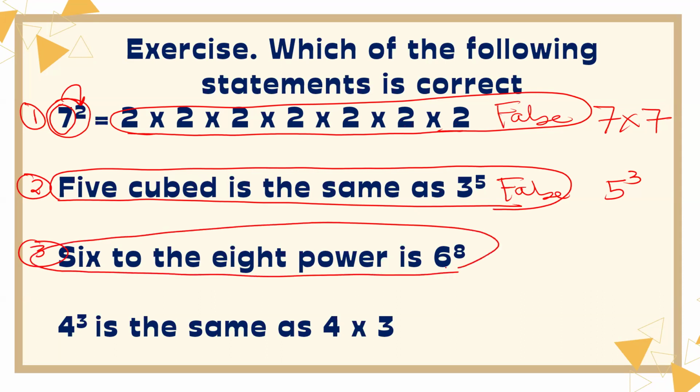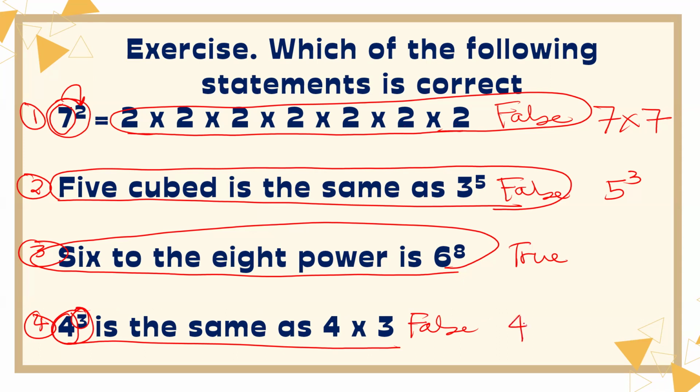Is this true or false? Very good. This is actually true. And you are very right when you said this is true. And number 4, 4 to the third is the same as 4 times 3. Do we multiply the base with the exponent? Is this true? Very good. This is actually false because the equivalent expression for this is 4 times 4 times 4.